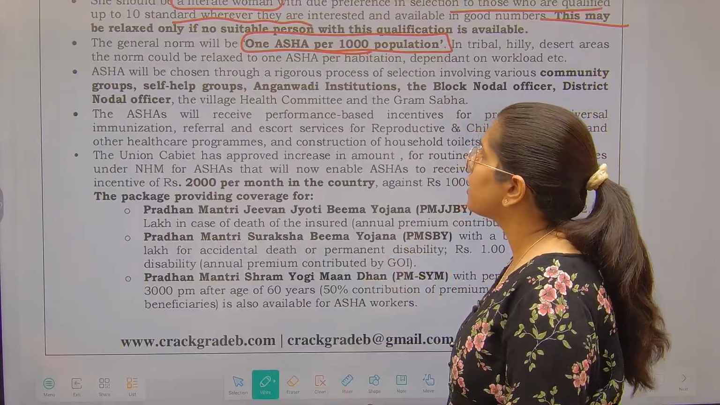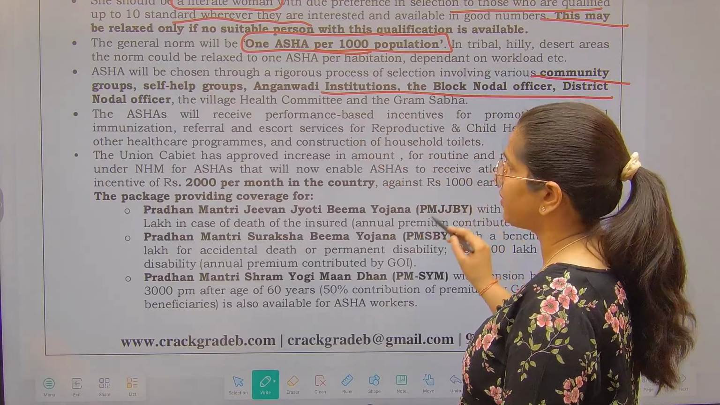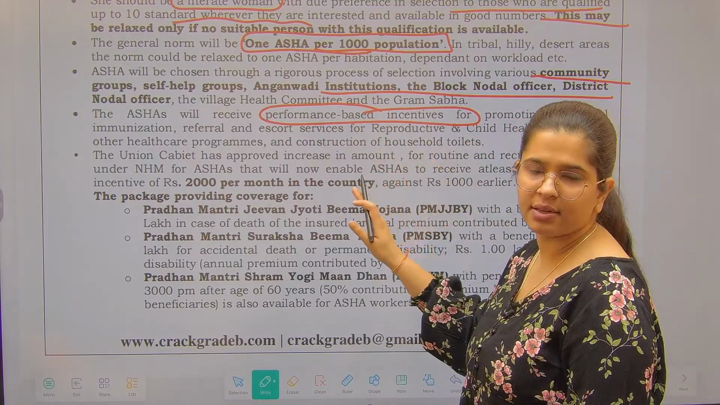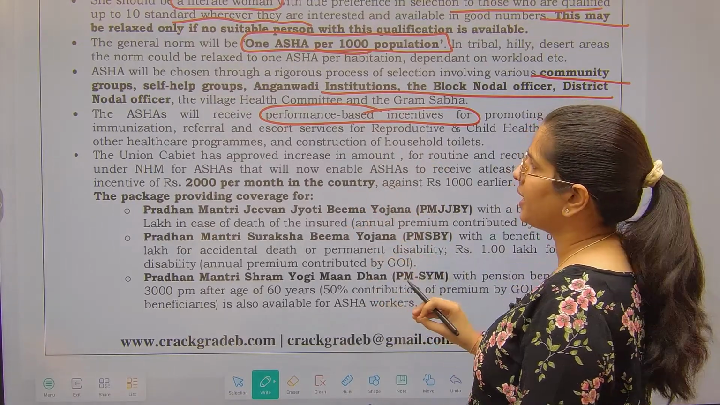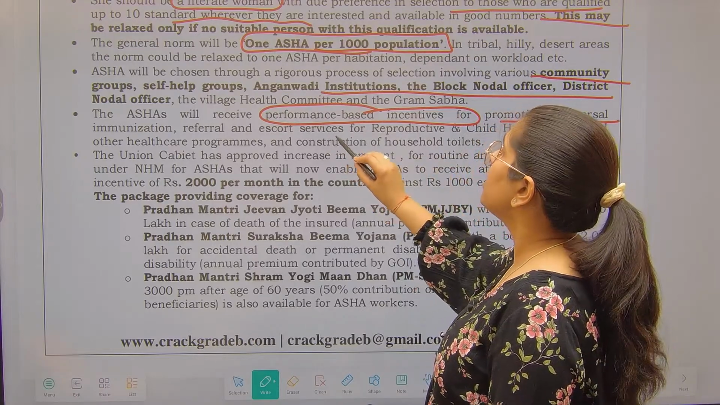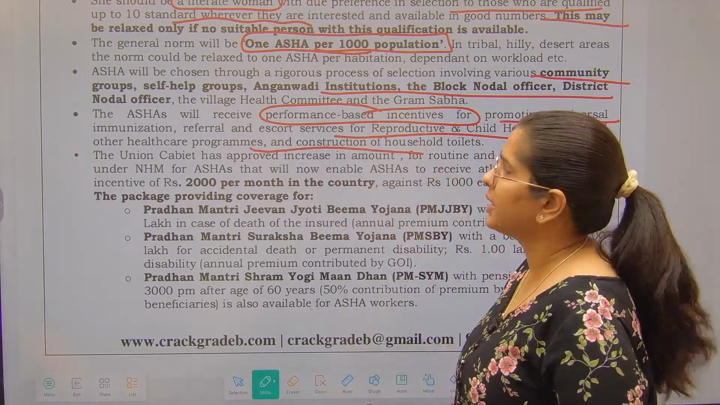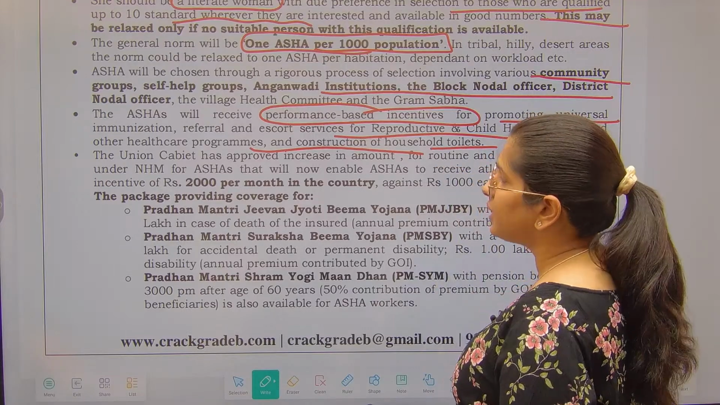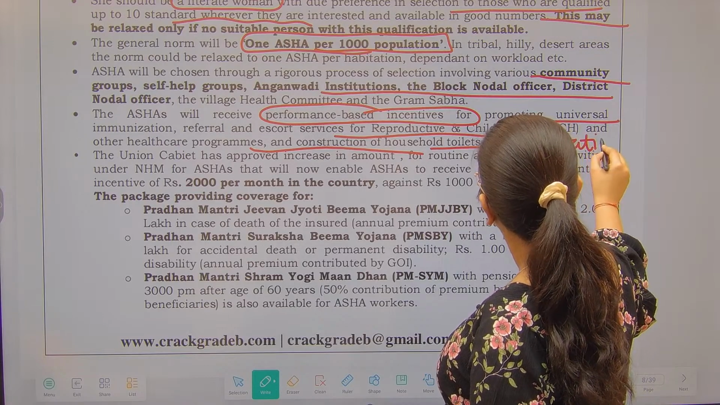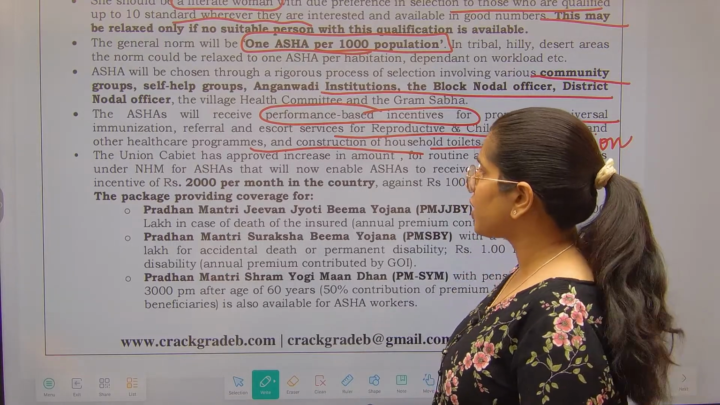Next is, there will be a rigorous process of selection involving community groups, self-help groups, Anganwadi, block nodal officers, etc. They are going to receive performance-based incentives, and believe me, it is too less in order to motivate anyone to perform any kind of work, right? They promote immunization, escort services for reproductive and child health, other healthcare programs like tuberculosis eradication, as well as construction of household toilets. That means the sanitation. They educate people, they help them get their funding and etc. So this kind of work is also performed by your ASHA activists.